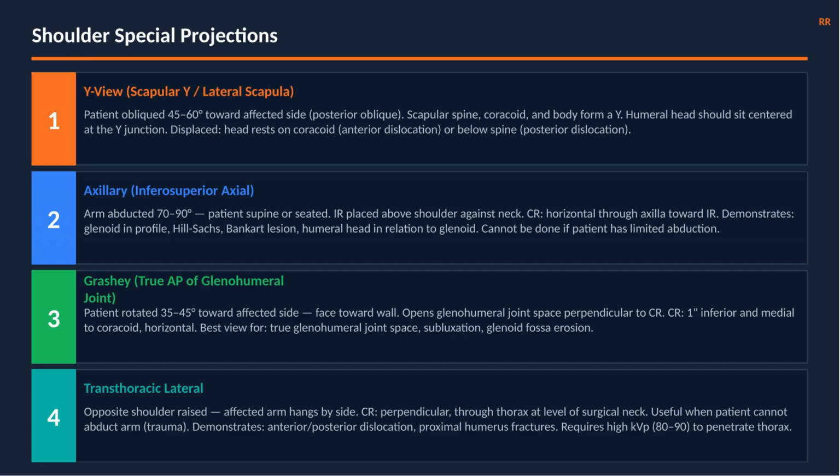Transthoracic lateral. Opposite shoulder raised. Affected arm hangs at side. CR: perpendicular through the thorax at the level of the surgical neck. Used when the patient cannot abduct the arm. KVP: 80 to 90, must penetrate the thorax. Demonstrates proximal humerus fractures and dislocations.